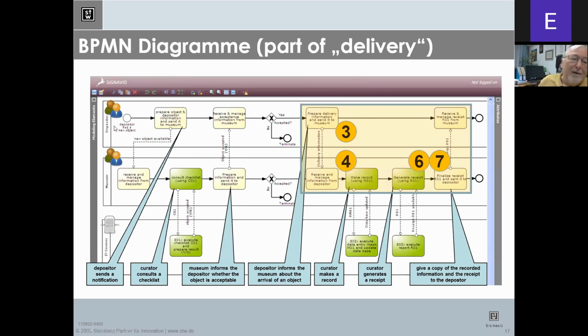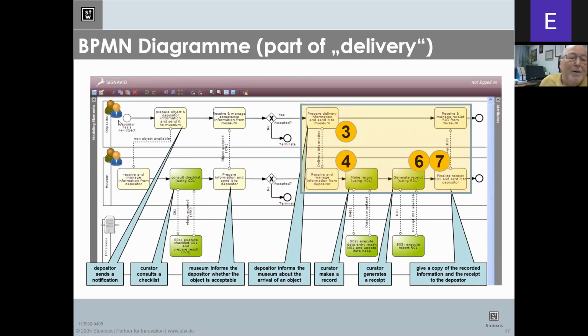And here you have now 3 lanes, 3 swim lanes. I have a depositor sending and offering an object to the museum. I have the museum, and then I have a technical lane that is a computer system, it's a computer program. So we have human actors and we have artificial actors, that are technical actors.